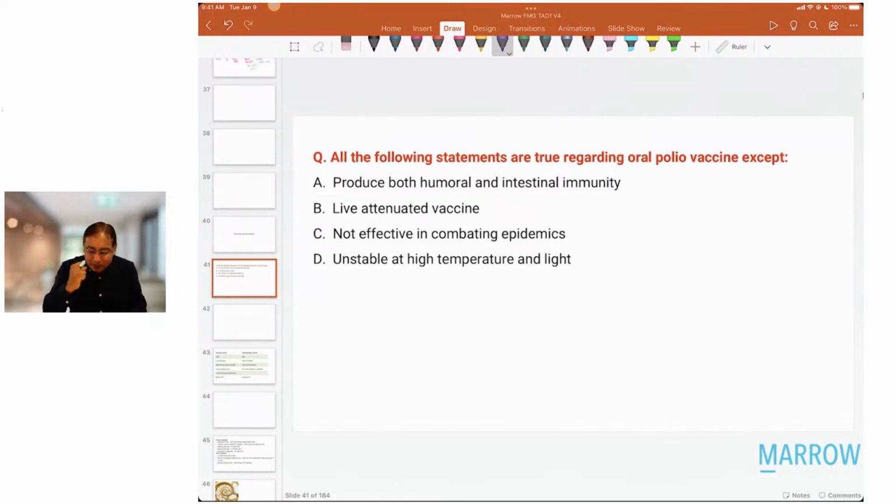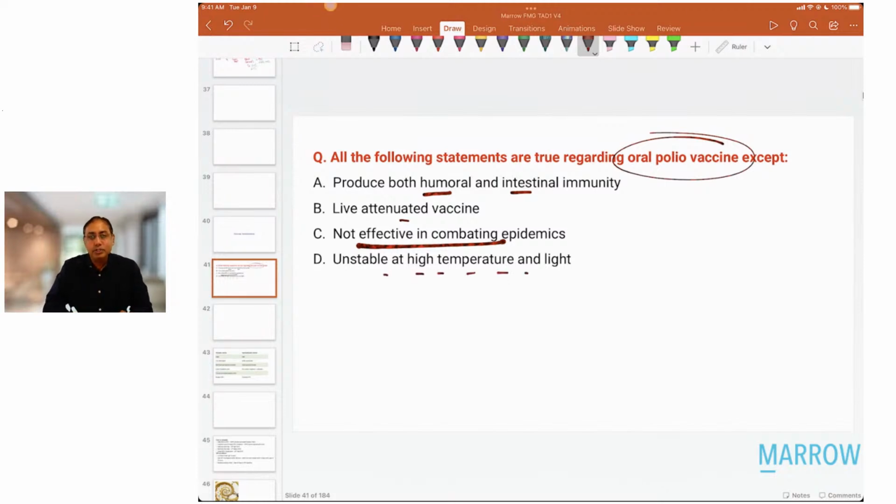अप एंड आप इसको ठीक तरीके से पढ़ते हो। Polio is one disease which is very important for your exam. All of the following are true regarding oral polio vaccine except produce both humoral and intestinal immunity. Live attenuated vaccine not effective in combating epidemics, unstable at high temperature and light. So all are true except, ये except वाला क्वेश्चन है, इसमें गलत वाली बात बतानी है। क्या लगता है आपको, कौन सा ऑप्शन गलत है?